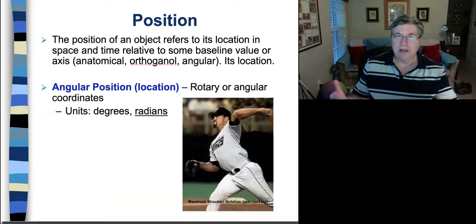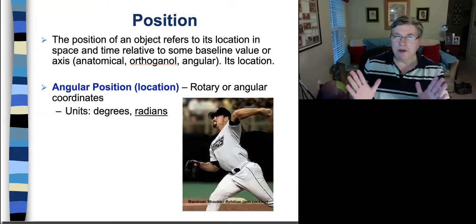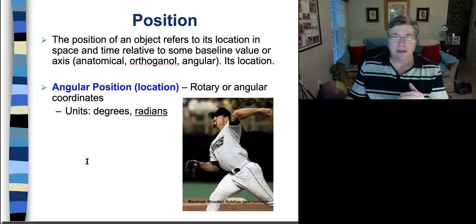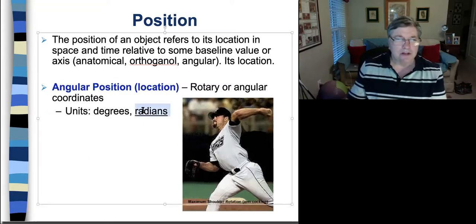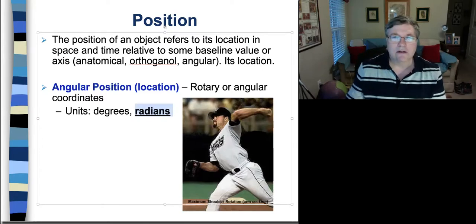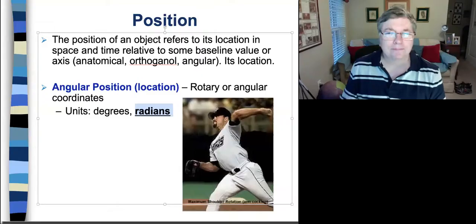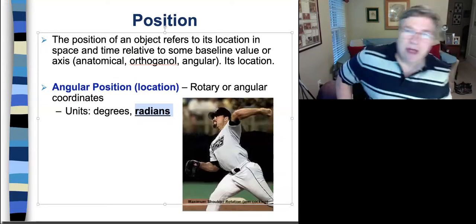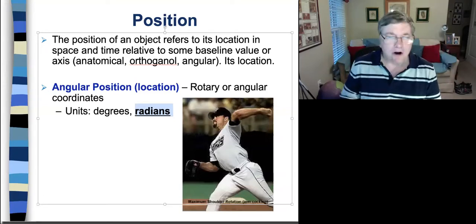So position, if it's angular position, that's an arc. And here we mean rotary or angular coordinates. The standard units are actually radians. Okay, so remember, radians are the standard units for angular position and arc.